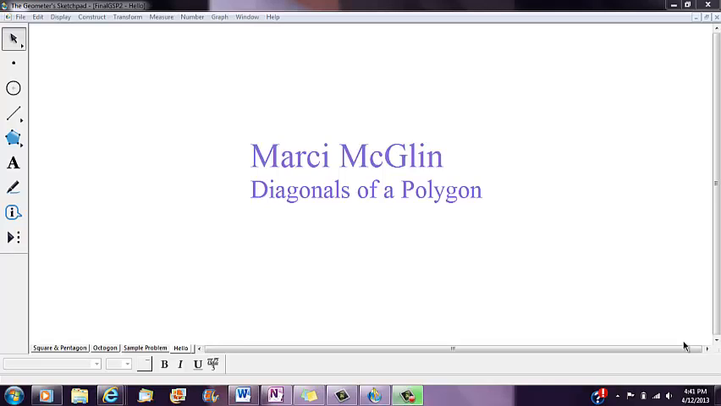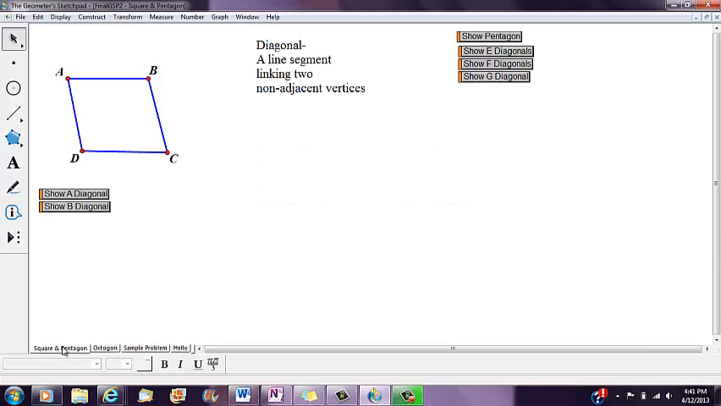Hello, my name is Marcy, and today I will be going over how to find the number of diagonals for a polygon. So I'm going to start by showing how to find the number of diagonals for a square or a parallelogram, like what I have drawn over here on the left-hand side.